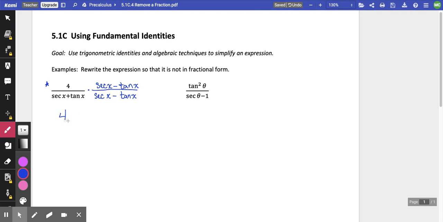So on top, that's going to give me 4 times the quantity secant of x minus tangent of x. I'm going to clean that up just a little bit. Something went wrong there.